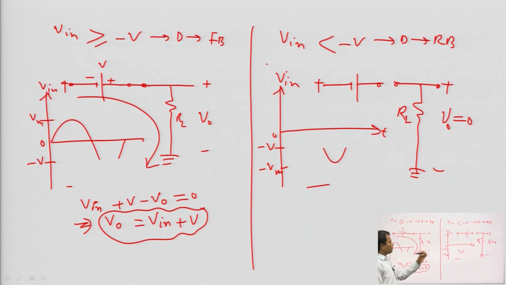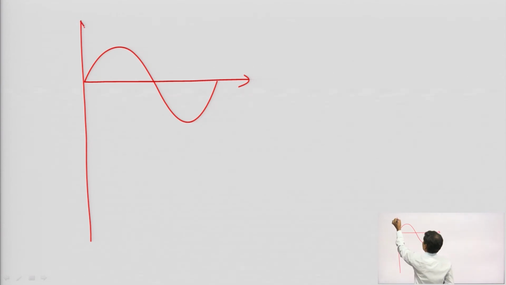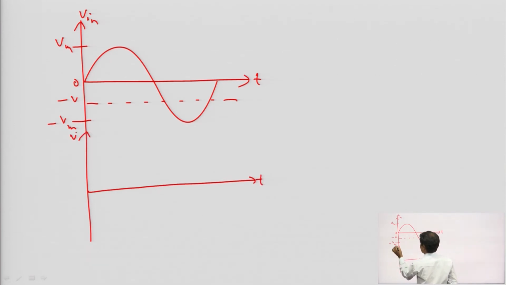This means what will be the final output of this waveform? The final output of this waveform is like this. Suppose this is the input, this is 0, this is Vm, this is minus Vm, this is the axis, and this is minus V, and this is the output voltage.